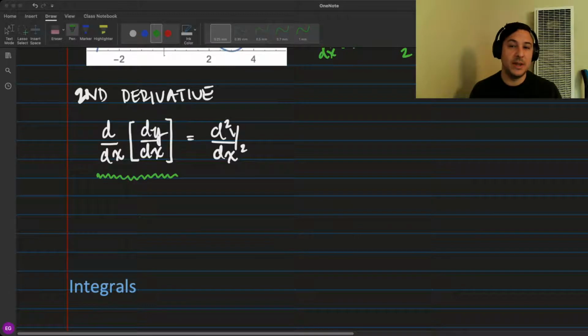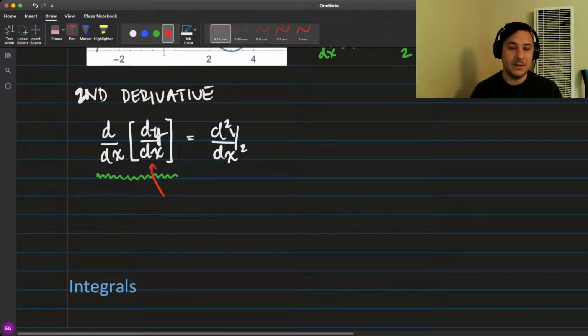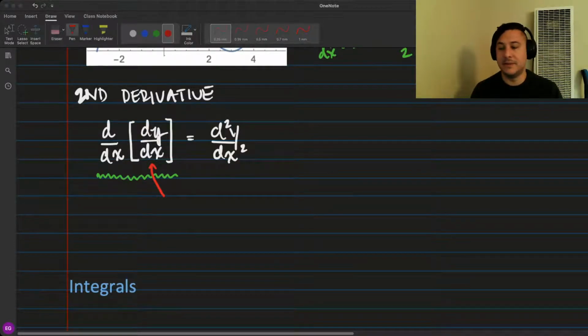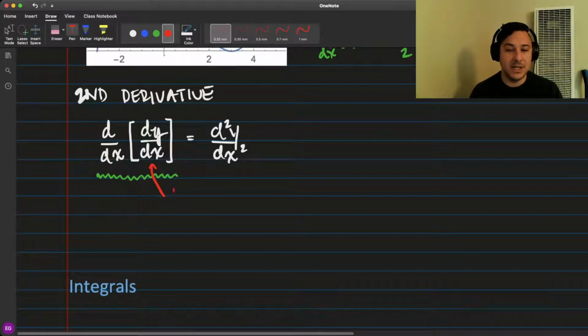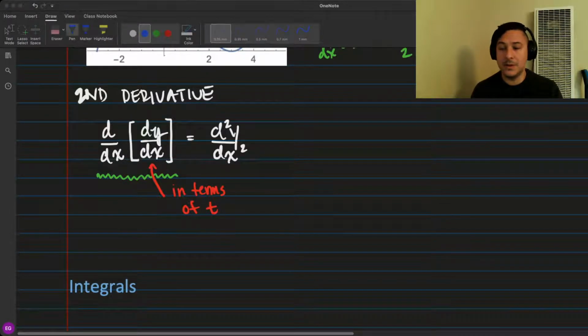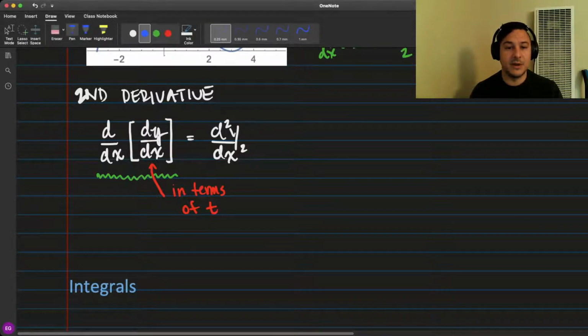Well, there's another issue with it. So, the part inside of the parentheses here, or the brackets, what variables did it have? What was the variable that it was in terms of when we actually calculated it for parametric equations? Yeah, it was in terms of t. And what is the variable that we're taking the derivative with respect to, to get our second derivative?